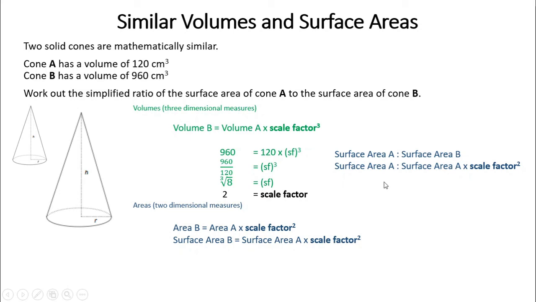Now, I got a number here. The scale factor squared will be 2 squared, which is 4. I still have these words instead of numbers, but I know that to simplify a ratio, I need to divide both sides by the same value, and I've got the same common factor on both sides here. I can divide this side by the surface area of A. I can divide this side by the surface area of A, and that leaves me with 1 to 4. So it's a lot of thinking, but not actually a lot of calculating or a lot of work done there, right?